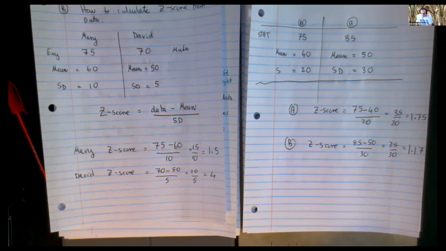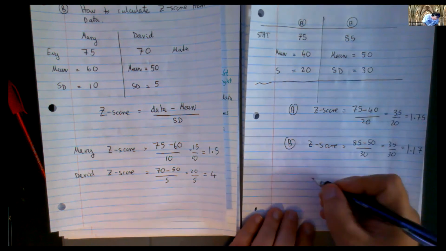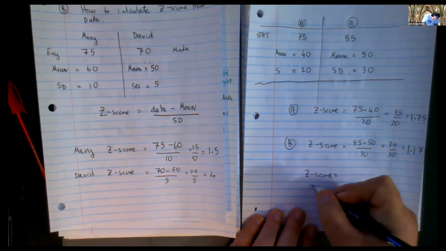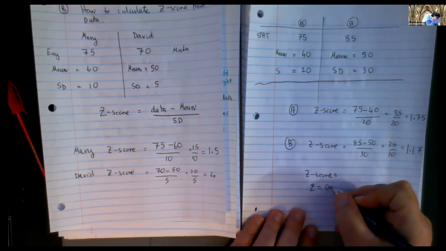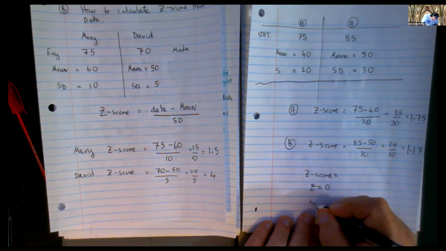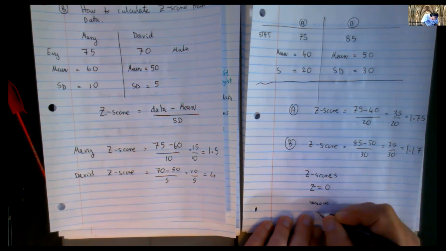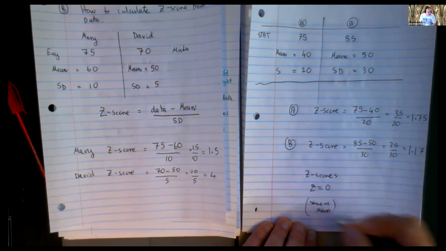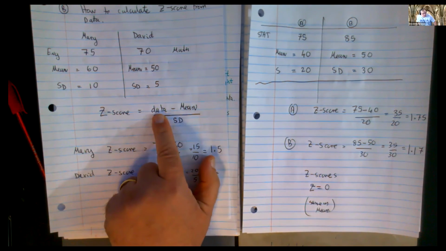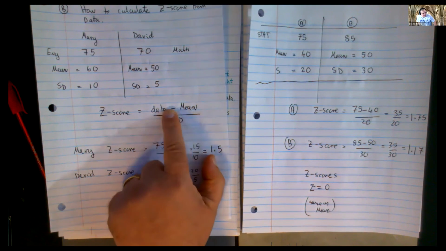A couple of general things about z-scores. Suppose you get a z-score of 0, because normally we just write z rather than the word z-score. If you get a z-score of 0, doesn't that mean that you got the same as the mean? Can you see why that would be the case? If you got the same score in the test as the mean score of the class, wouldn't your z-score be 0? Because your number, take away the mean, would have to be 0.